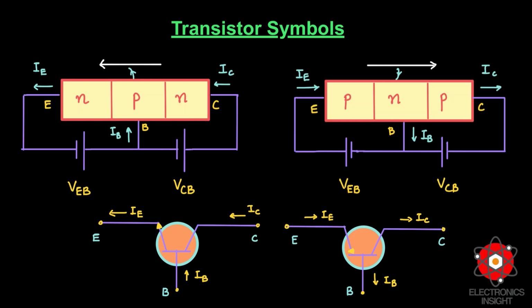You can see here at the bottom I have given the transistor symbols. Note that the emitter is shown by an arrow, which indicates the direction of conventional current flow with forward bias.